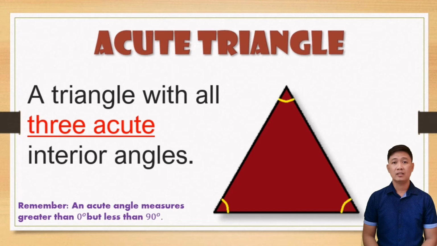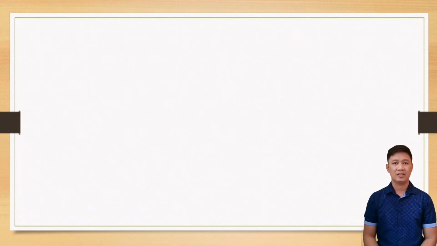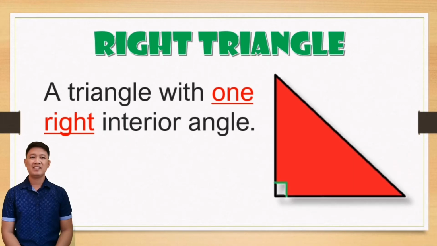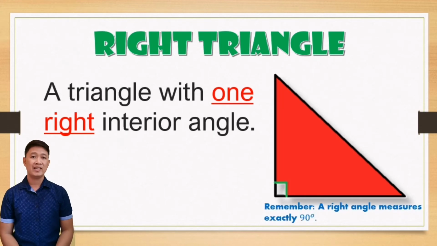Remember that an acute angle measures greater than 0 but less than 90 degrees. The next classification of a triangle is a right triangle. A right triangle is defined as a triangle with one right angle. Let's take a look at the given picture. The picture shows a triangle with one right angle. This is an example of a right triangle. Remember that a right angle measures exactly 90 degrees.